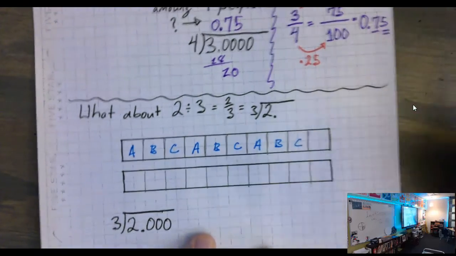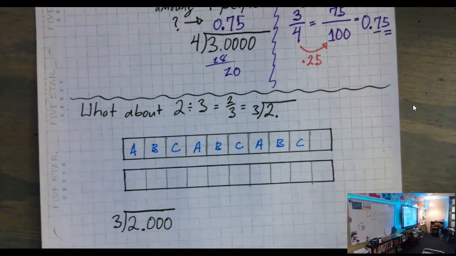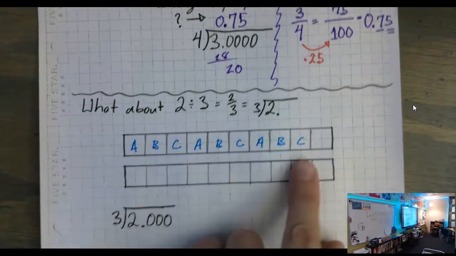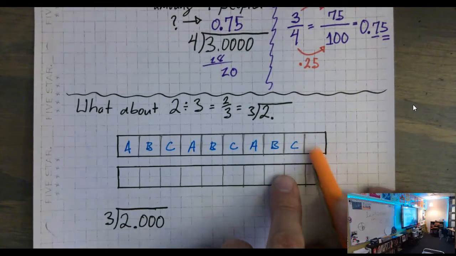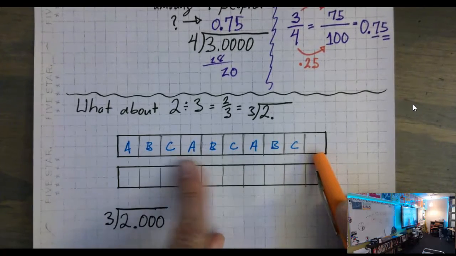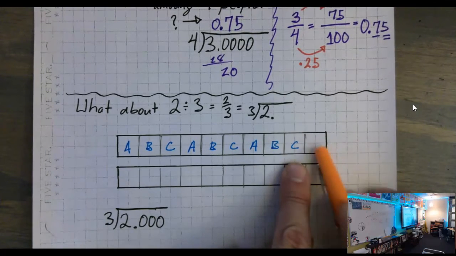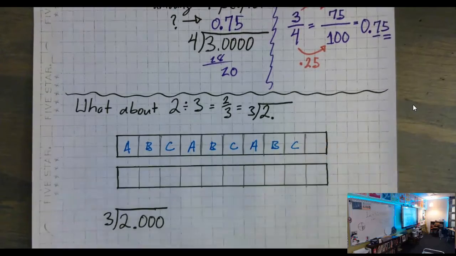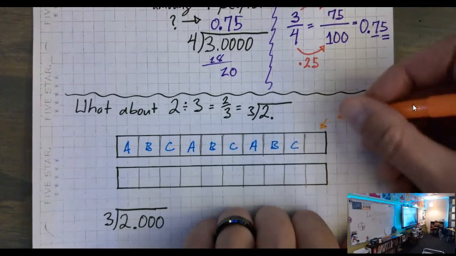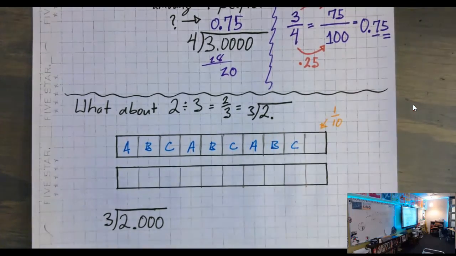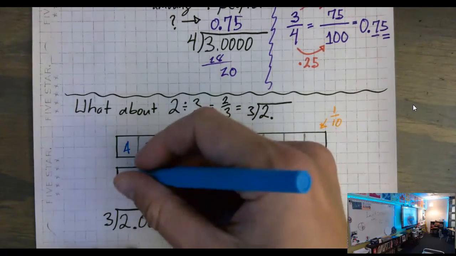Hey guys, I got a question for you, because y'all are smarter than me. At the end of the cheese stick right here, I've done A, B, C, A, B, C, A, B, C. How much is left right here? 1/10, right? So this is 1/10. All right, I'm going to split up the second cheese stick.